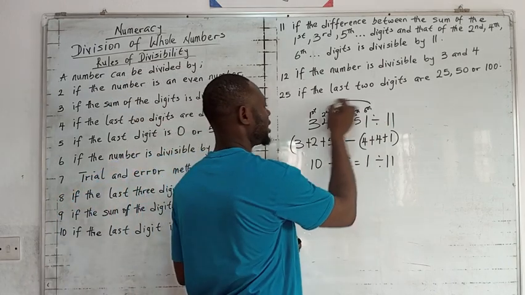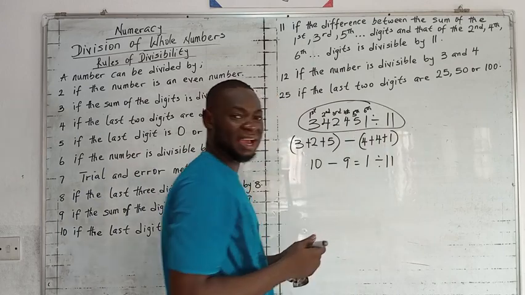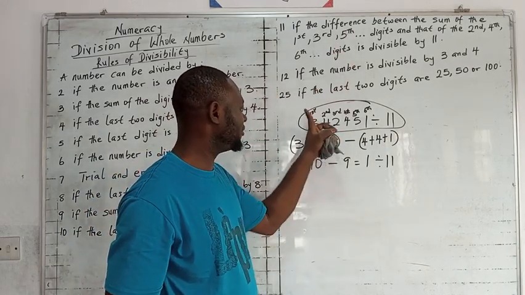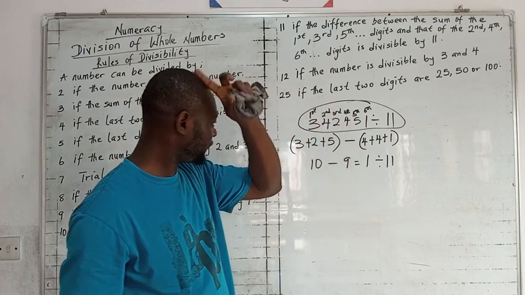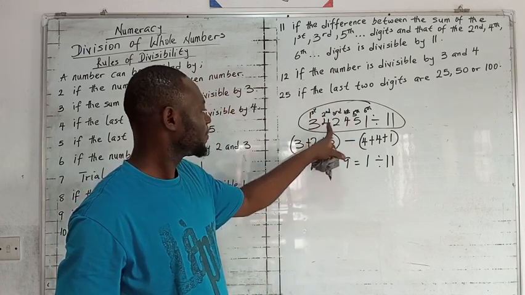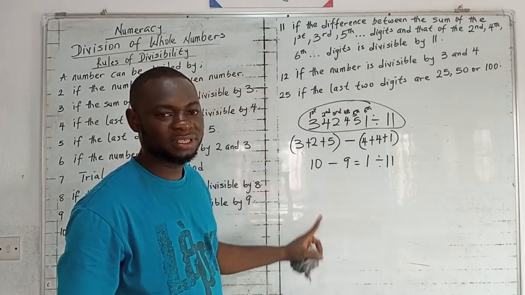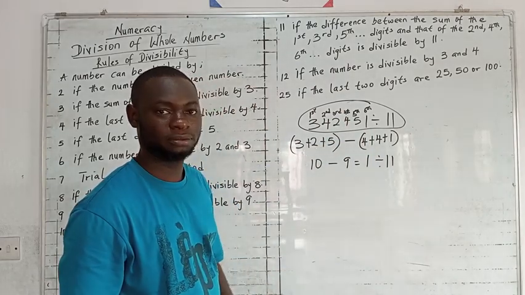So this number cannot be divided by 11 because the difference between the sum of the first, third, fifth, and that of the second, fourth, sixth is not divisible. It's not divisible by 11.